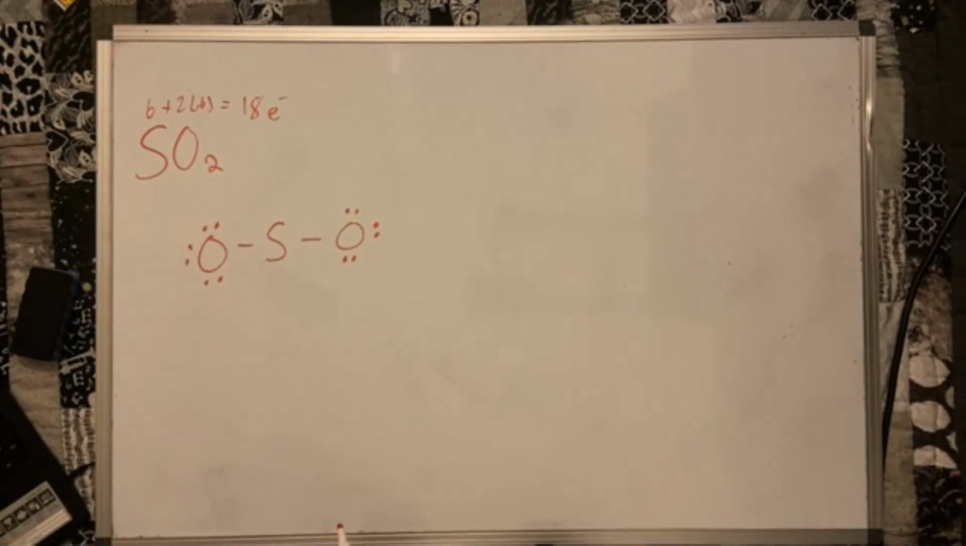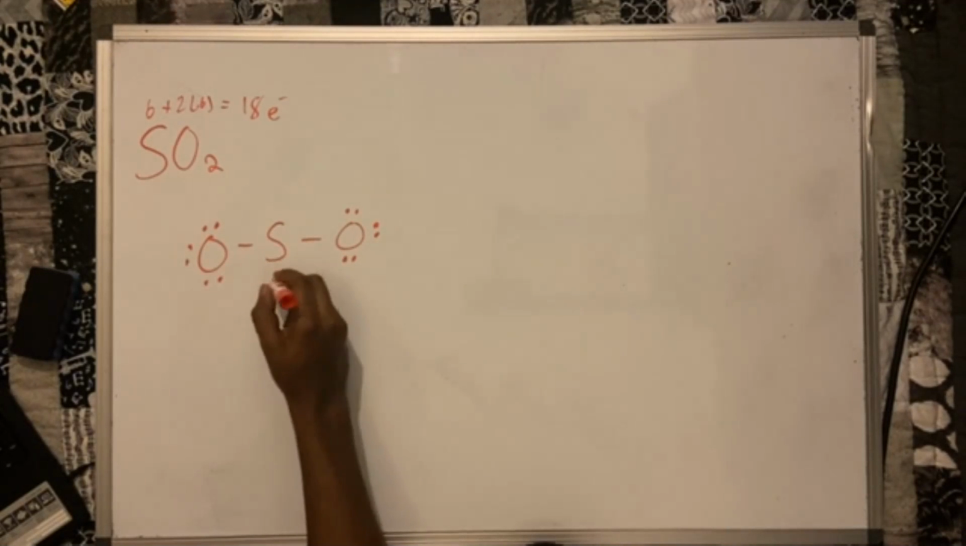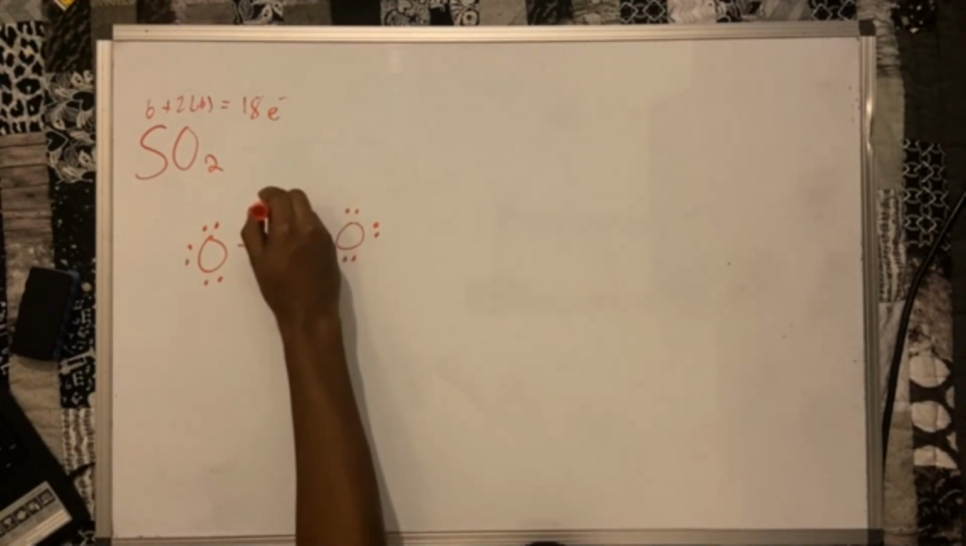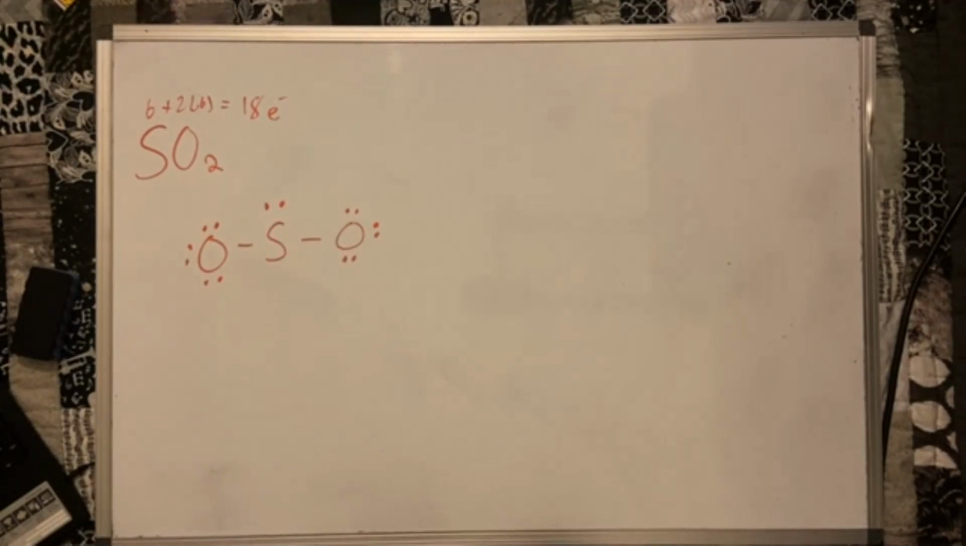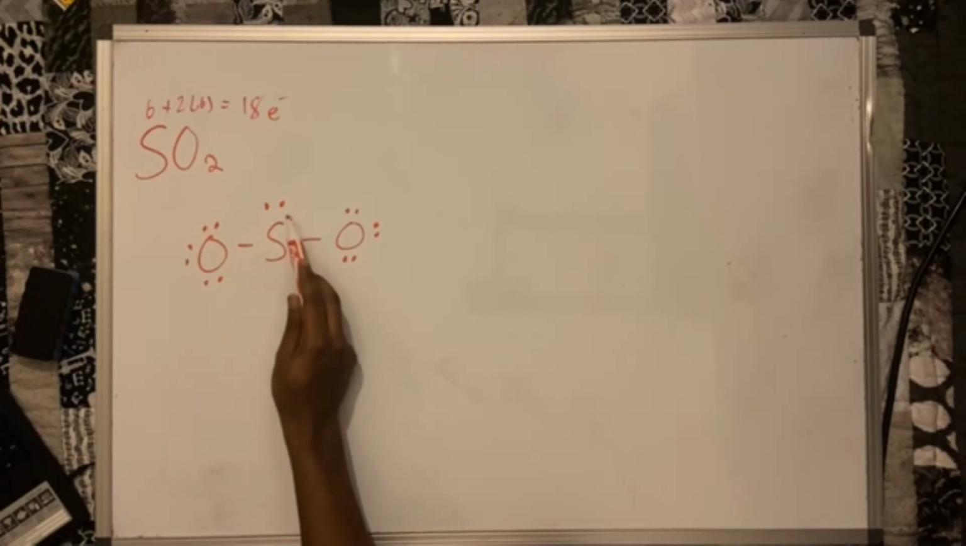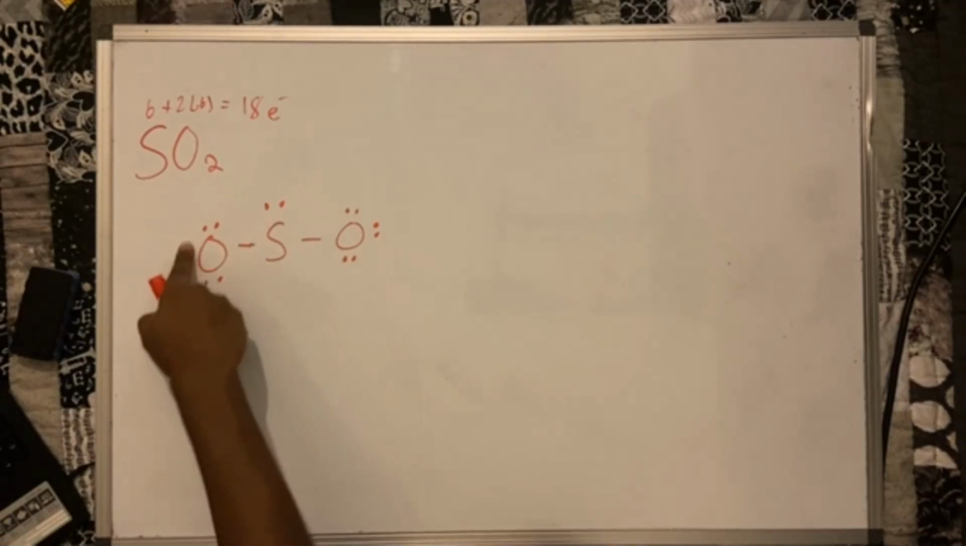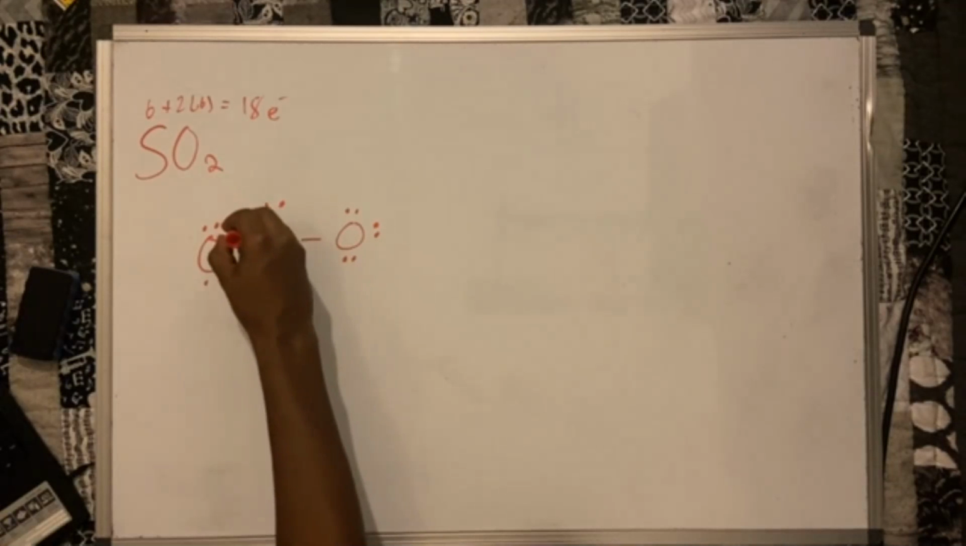How many? That's 12, isn't it? Yeah, so it's 16. I need 2 more, so right there. Sorry, I went crazy there for a second. Hopefully you noticed that sulfur has 6 around it, these 2 and those 2 lone pairs, but we need 8. So I'm going to make one of these lone pairs into a bond.